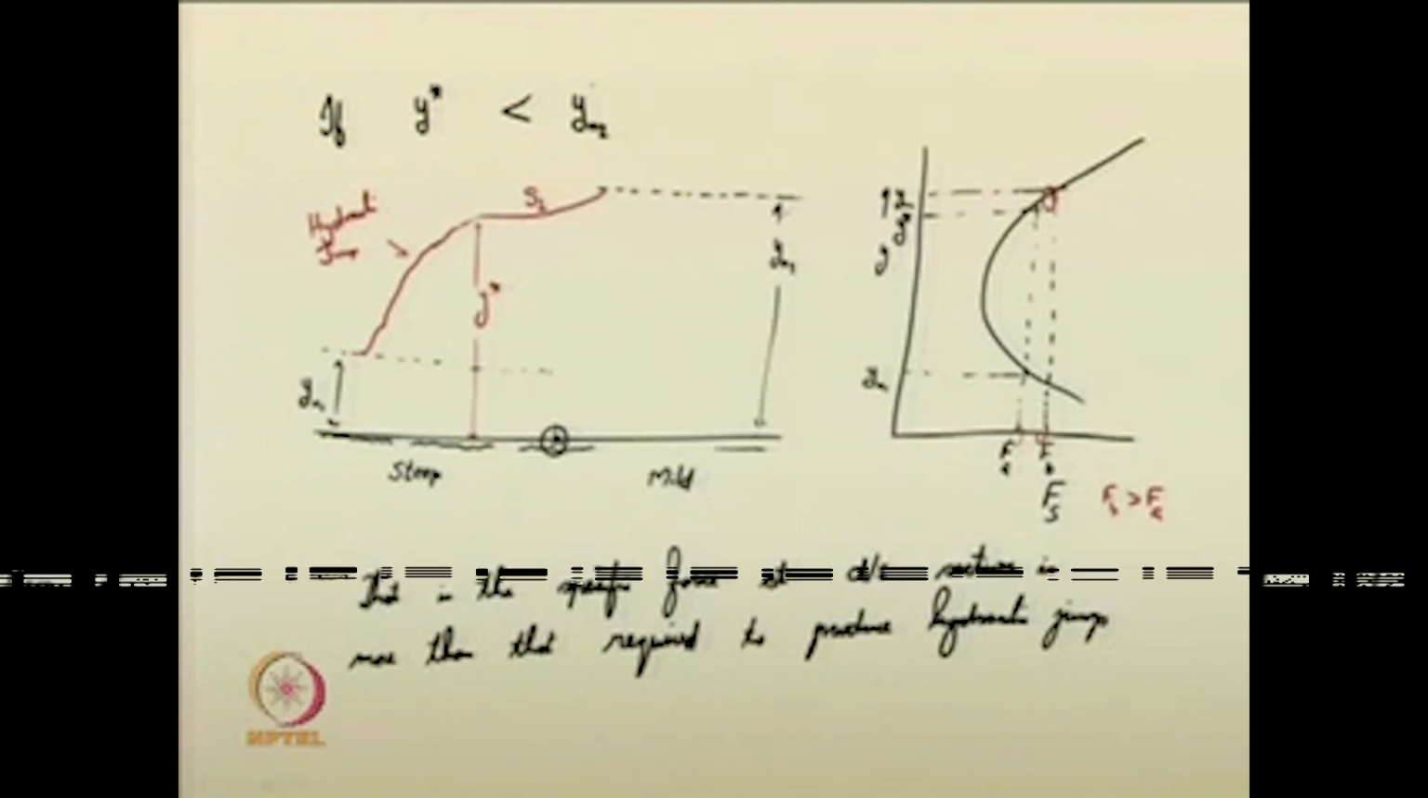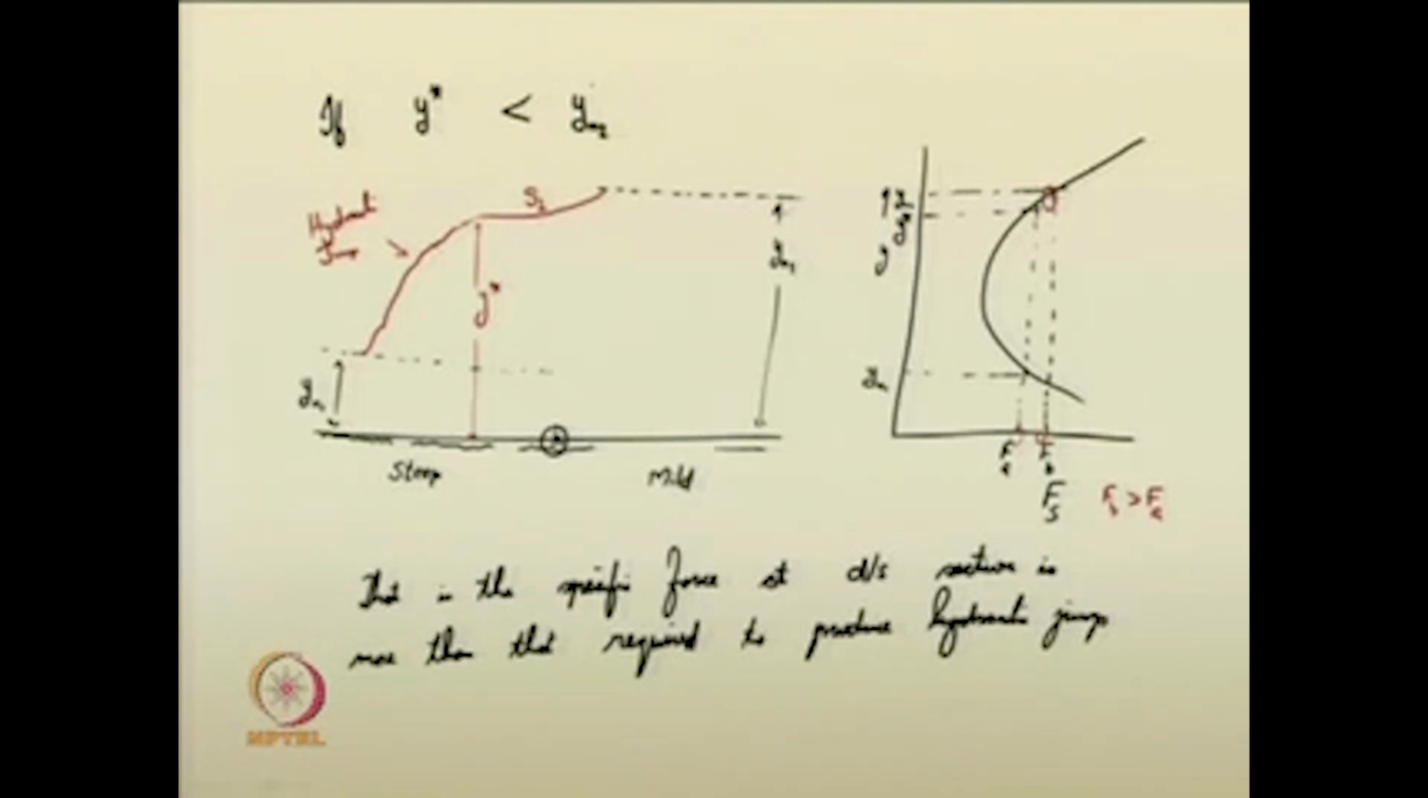This is how the flow gets adjusted, or this is where the location of the hydraulic jump can be found for such a situation, where the sequent depth of the normal depth in the upstream location is less than the normal depth in the downstream location. Next, we can discuss if y star is greater than yn2. Same diagram, I am just repeating it, and let me assume that this is the intersection or the junction of the two slopes. This is steep slope, this is mild slope.